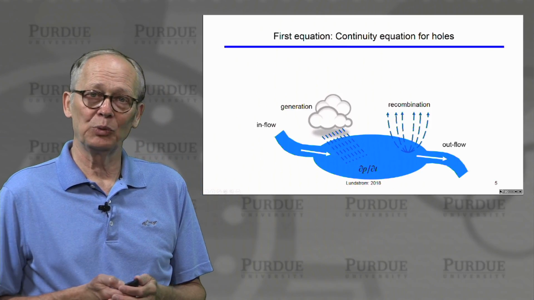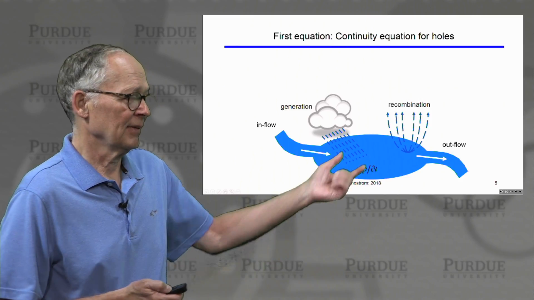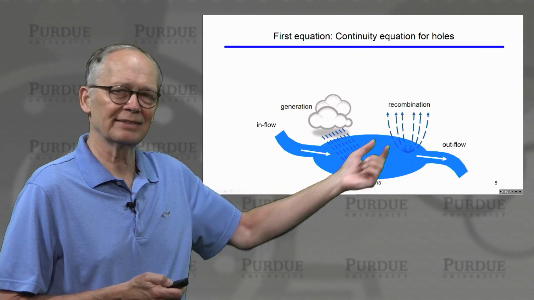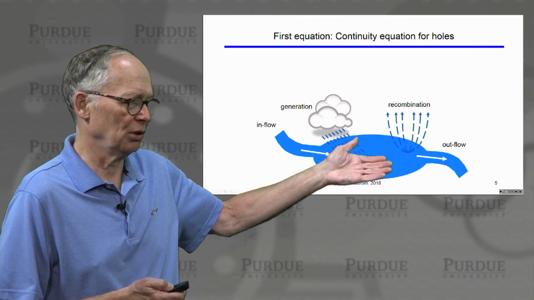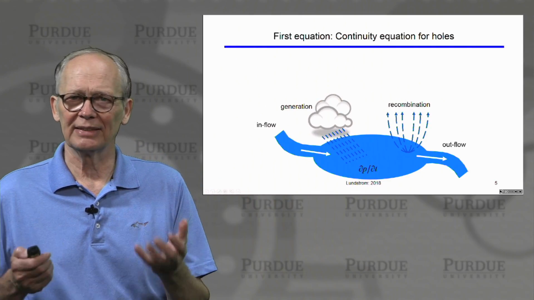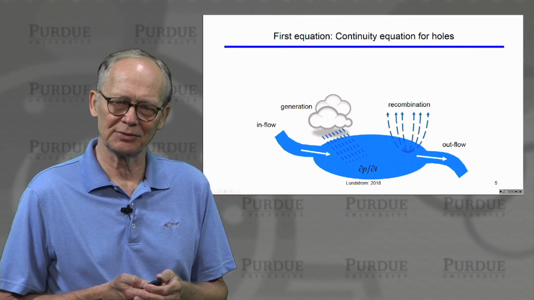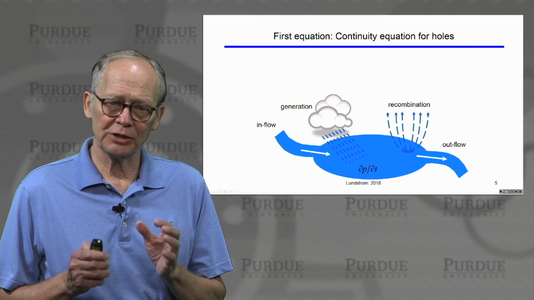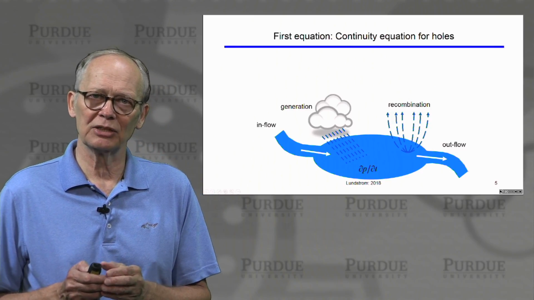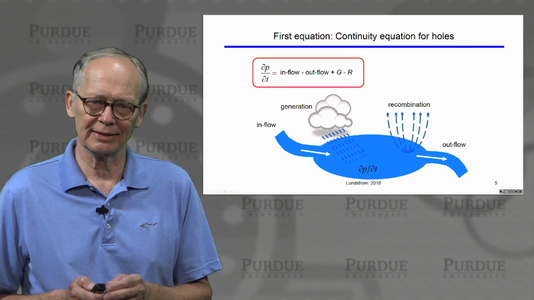I could also have recombination processes. Recombination processes in this example would be like evaporation, which would lower the level of the lake. And we discussed recombination processes for semiconductors. So we can just write a bookkeeping equation that accounts for all of these processes.